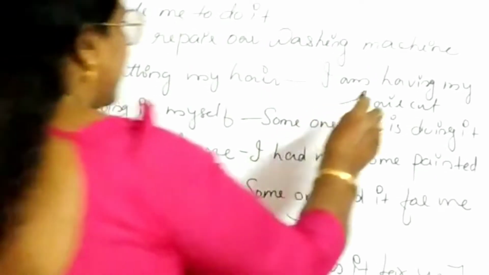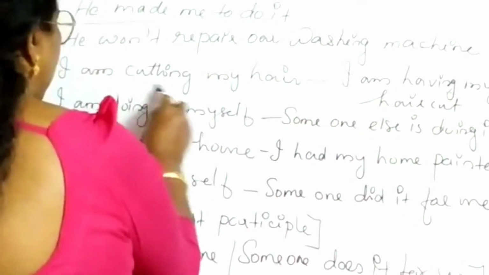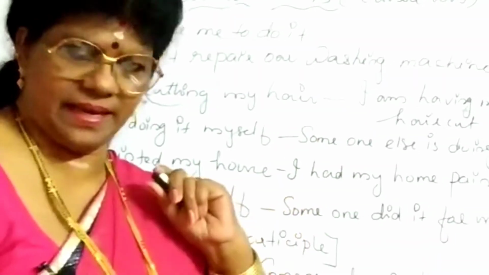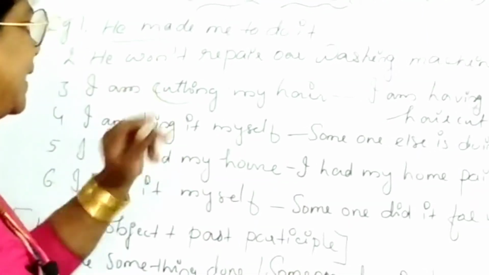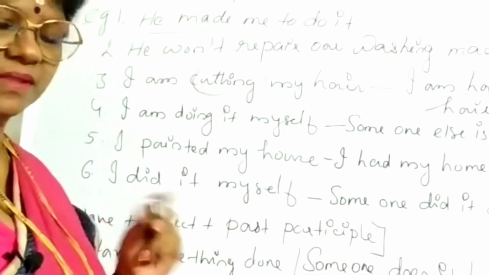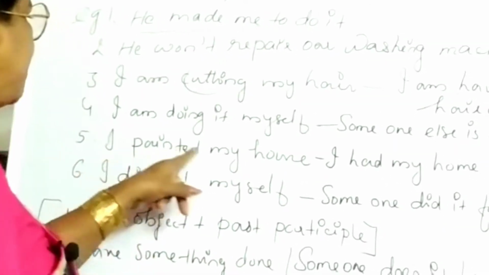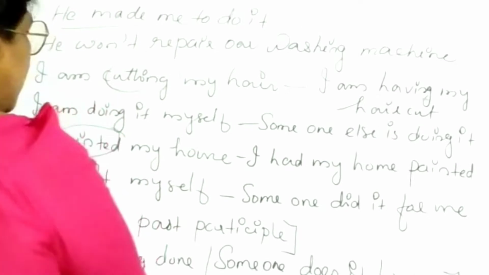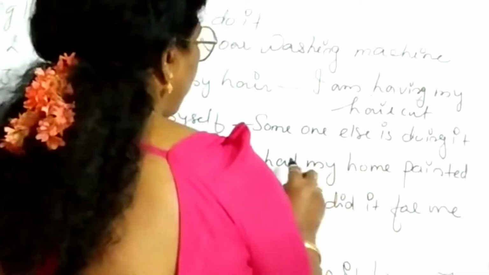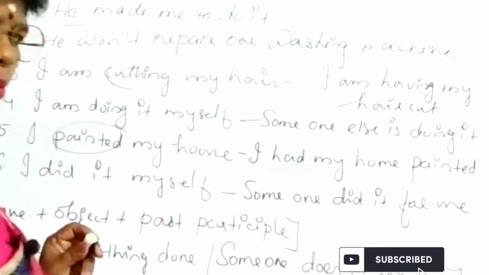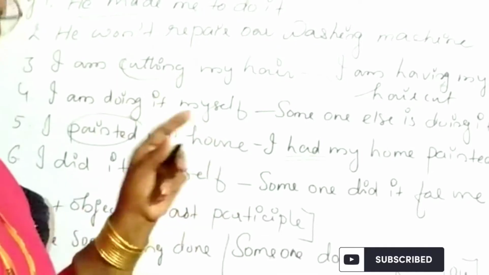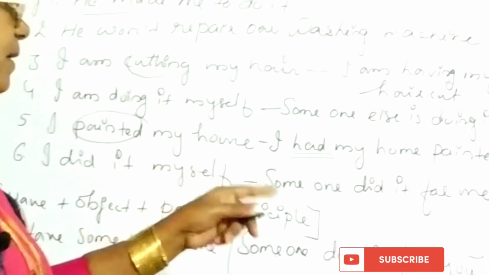Why did we use having here? Haircut, continuous tense. That's what we have used. I'm having my haircut. Then next one, I'm doing it myself. Someone else is doing it. I painted my house. Here already past tense we used. That's why, I had my home painted. I did it myself. Someone did it for me.